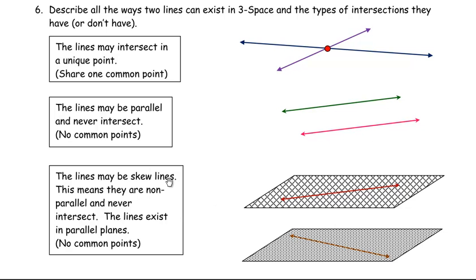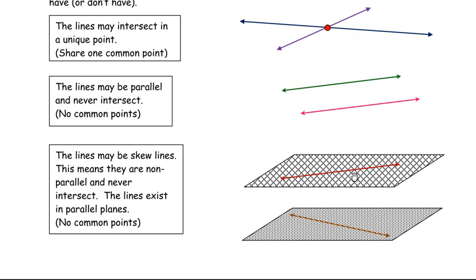The third way is they're called skew lines. They're non-parallel lines that don't intersect. In 2 space you can't do that, but in 3 space you can. This is what it looks like. These are 2 planes with 2 lines. The red one lies in the top plane and the brown one lies in the bottom plane. Those lines are not parallel, but they don't intersect because there's some shortest distance between them.